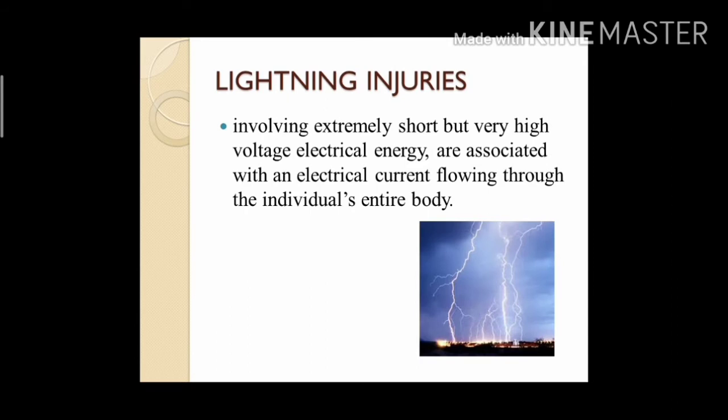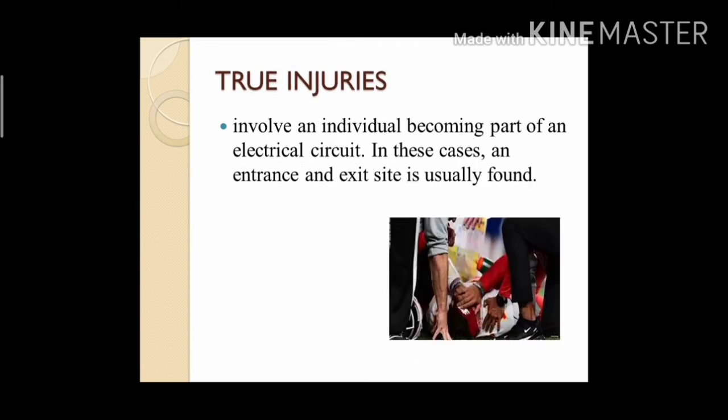Lightning injuries, involving extremely short but very high voltage electrical energy, are associated with an electrical current flowing through the individual's entire body. Through injuries involve an individual becoming part of an electrical circuit. In these cases, an entrance and exit site is usually found.